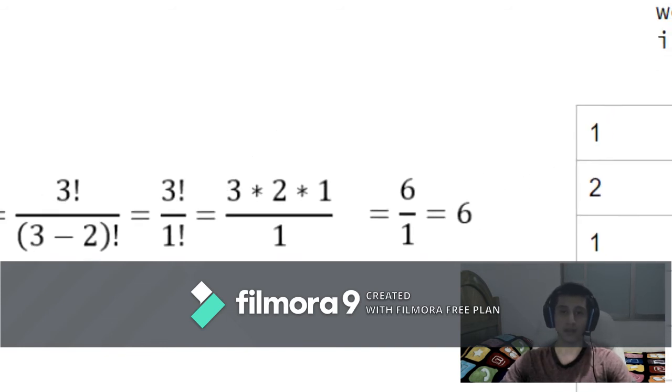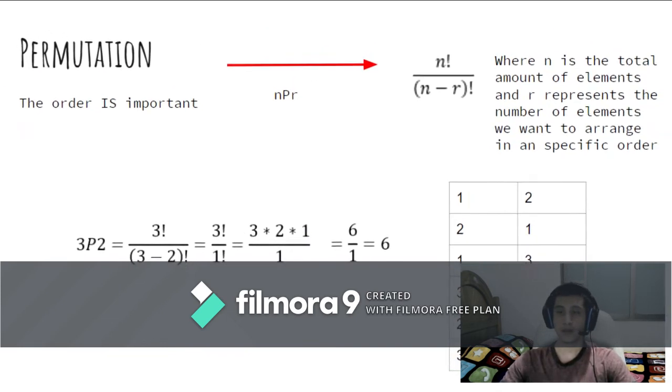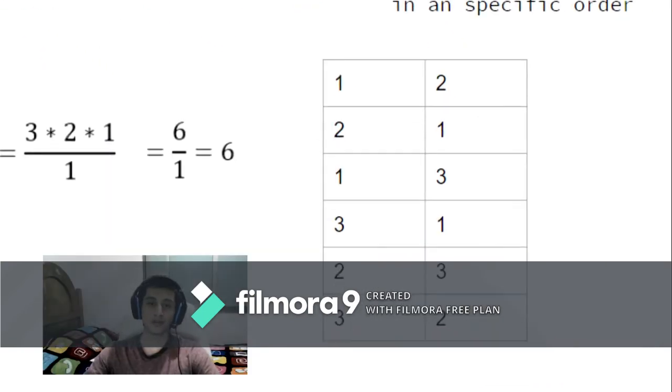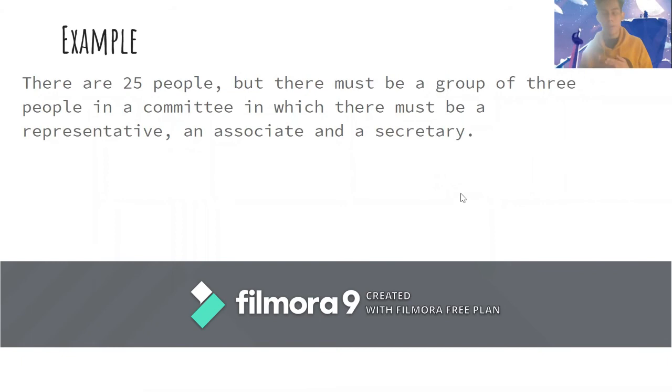We can prove that result with the following table. The possible ways we can have are element number 1 and number 2, element number 2 and number 1, element number 1 and number 3, element number 3 and number 1, element number 2 and number 3, or element number 3 and number 2. So we can arrange two elements out of 3 in 6 possible ways when we take into account the order. Now we're going to see an example of permutation.